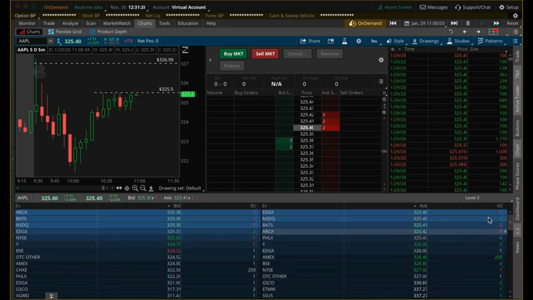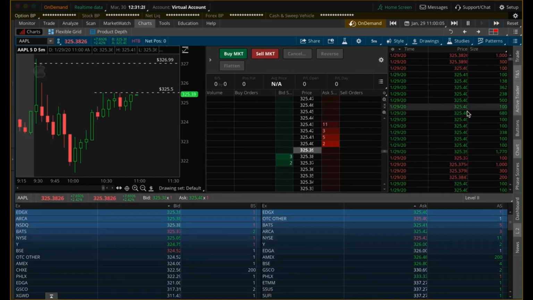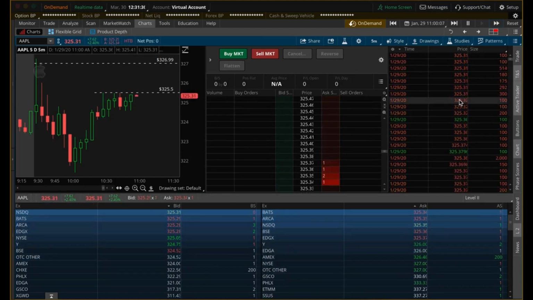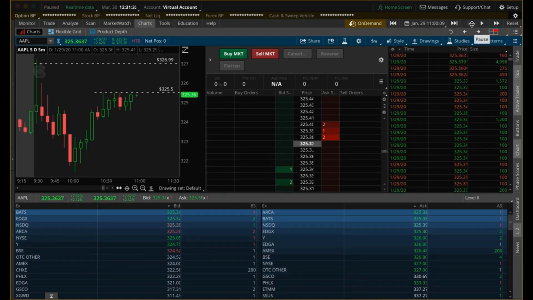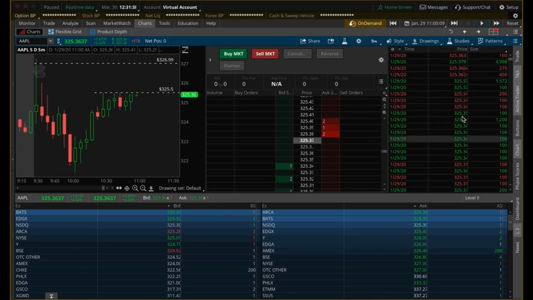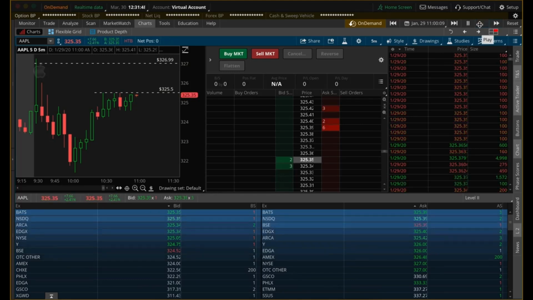Yeah, they're stacking kind of nice, but watch the time and sales as we get closer to that level. You want to see speed also. So this is also key too. At a key level, you want to see speed coming through on the time and sales. You want to see the orders coming through rapidly because that means A, a lot of volume's coming through, and B, a lot of orders are coming through, and it's going to match up with that price on the level 2.